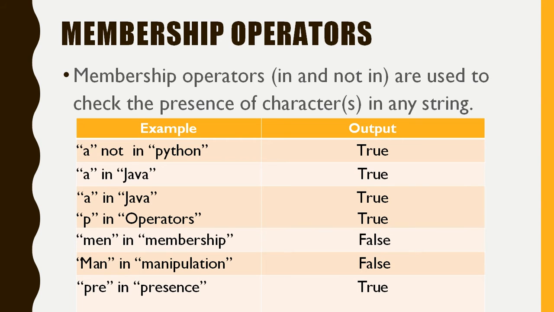Now come the membership operators, that is in and not in, to check the presence of a character in any given string. Example, a not in Python is true, a in Java is true, a in Java once again, p in operators is true, men in membership is false, man in manipulation is false. Capital M is not present there, small man is there, but capital MAN is not present, therefore it is false, and p in presence is true.